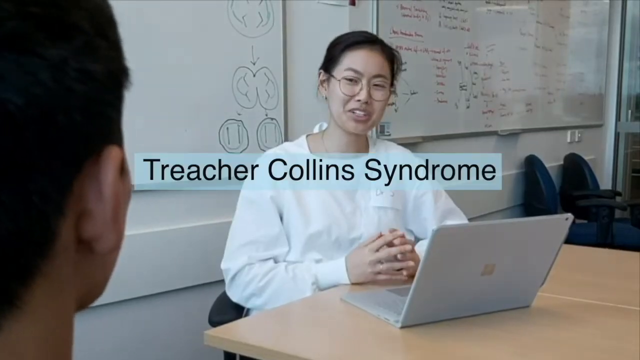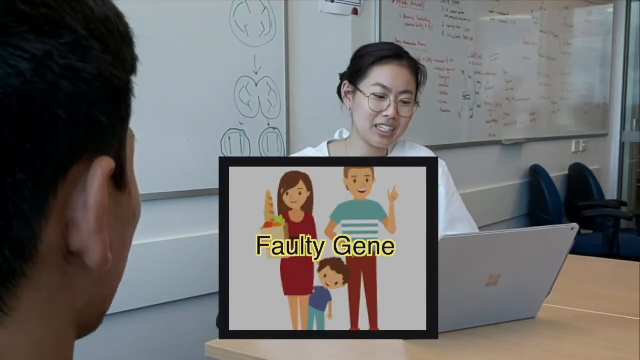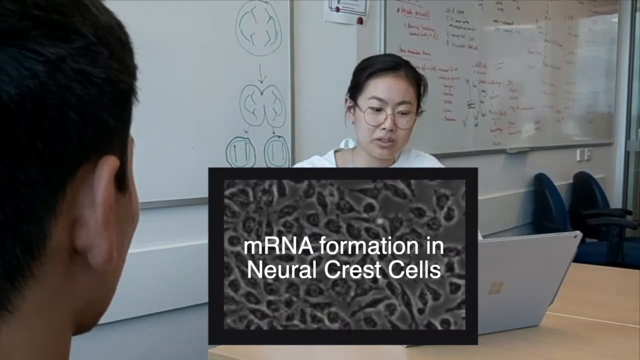Well, Timmy, you have a condition called Treacher syndrome, which is a syndrome that affects 1 in 50,000 people. It is an autosomal dominant syndrome, meaning that one of your parents passed on to you a faulty gene, and during embryogenesis, you had a mutation in the TCOF1 gene on chromosome 5. This gene encodes a protein called Treacher, which is important in mRNA formation in neural crest cells. In a small set of patients, mutations in genes POLR1D and POLR1C can also lead to Treacher syndrome. And in an even smaller subset, no mutations in the genes may also present in this syndrome.